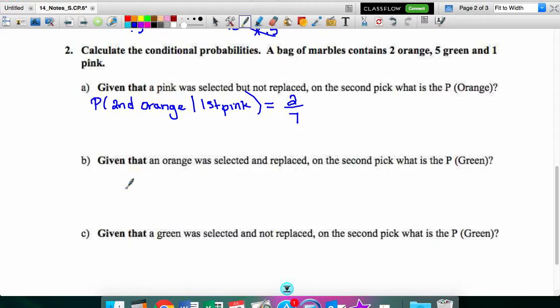Given that an orange was selected and replaced, on the second pick, what is the probability of green? Okay, so we want second green, given that the first was orange. Now keep in mind that it is replaced. If I take an orange one out and I put it back in, what happened to the bag of marbles? Well, if you put the marble back in, you're resetting the environment. These are actually independent events. So what that means is that the probability of the second one being green is the exact same thing as the probability of green in the first place. Or in other words, 5 out of 8.